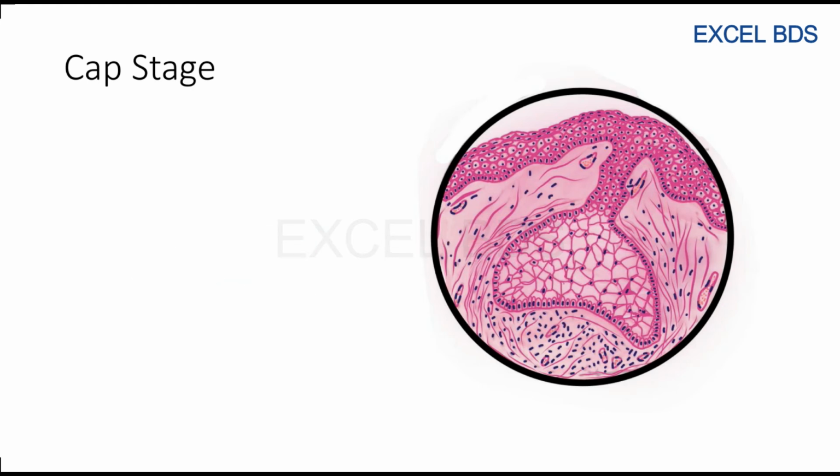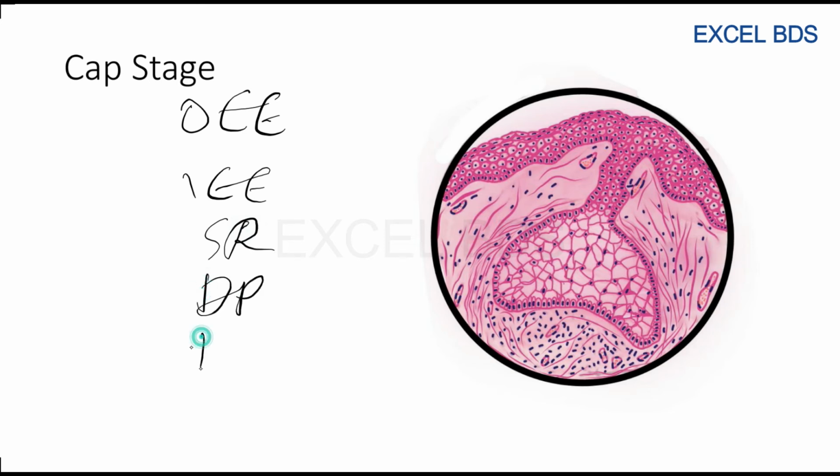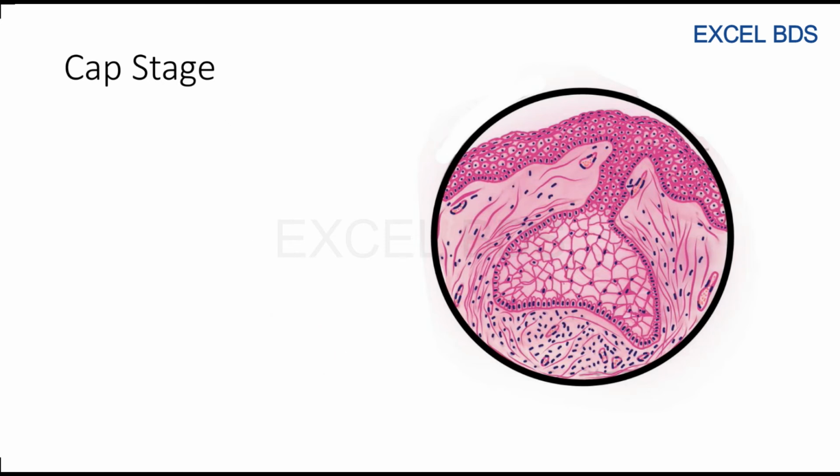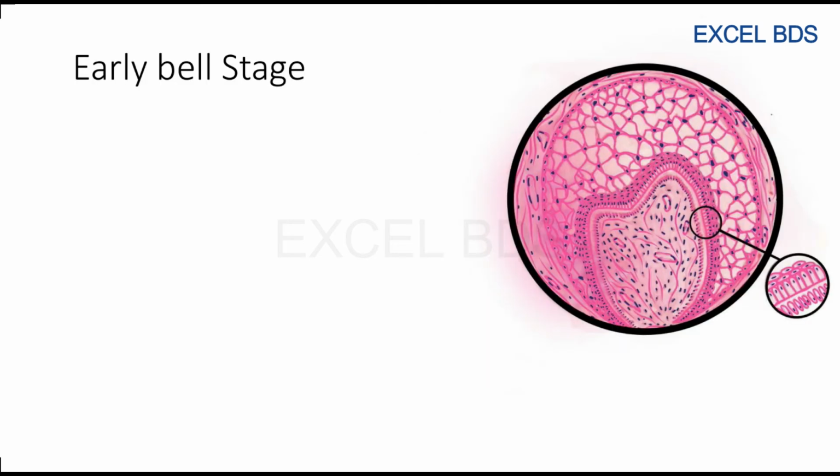So what all is important in the cap stage? The outer enamel epithelium cells, the inner enamel epithelium cells, the stellate reticulum cells, and then the dental papilla and the dental sac or dental follicle. And all the shapes and what all they do, you have to write that. Okay? And then next, coming to the early bell stage.